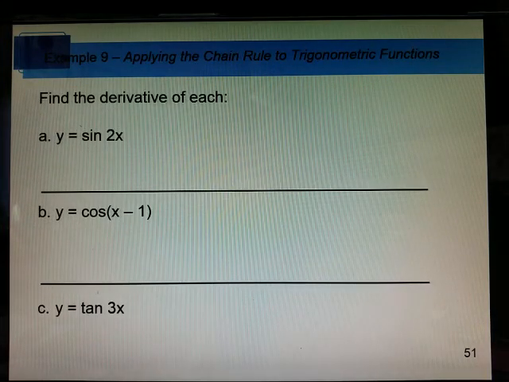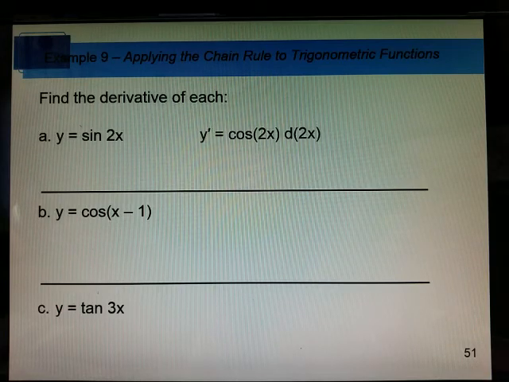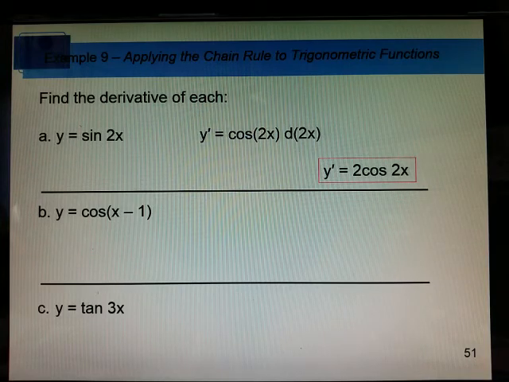So I want the derivative of y equals the sine of 2x. So that's not a plain x. The derivative of the sine is the cosine, so it's going to be cosine of 2x, but then times the derivative of the 2x. The derivative of 2x is 2, so therefore my answer would be 2 cosine of 2x.